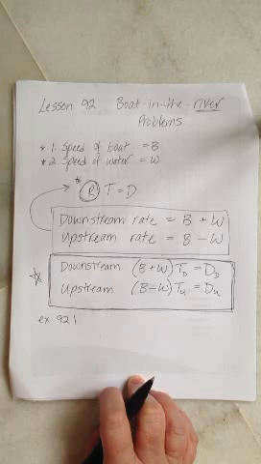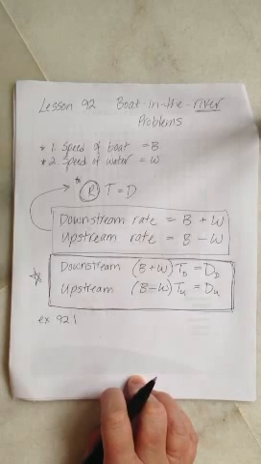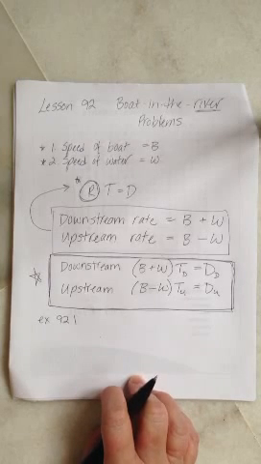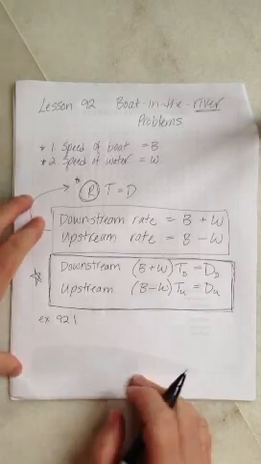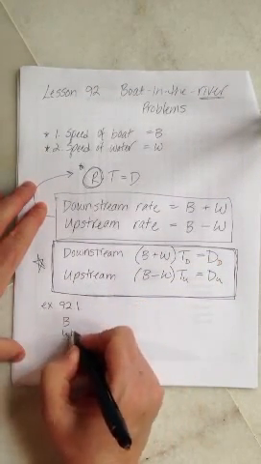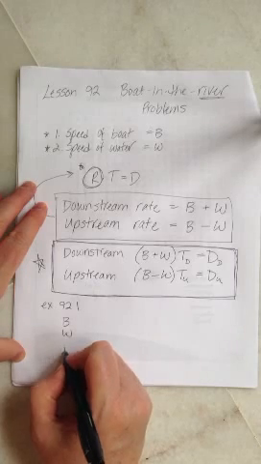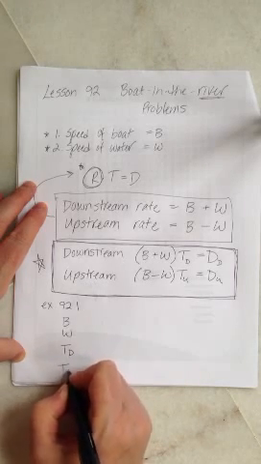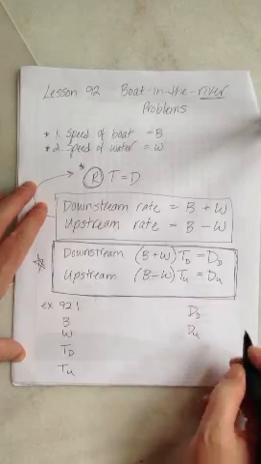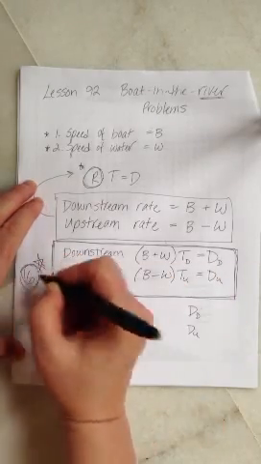Robert and Clay could go 60 miles downstream in the same time it took them to go 20 miles upstream. If the speed of their boat was 8 miles per hour in still water, what was the speed of the current and what were their times? Okay, here's the strategy, you guys. To start out, what I like to do is make a list of my 6 variables. Speed of the boat, speed of the water, time downstream, time upstream, distance downstream, and distance upstream. There are 6 variables in this equation.